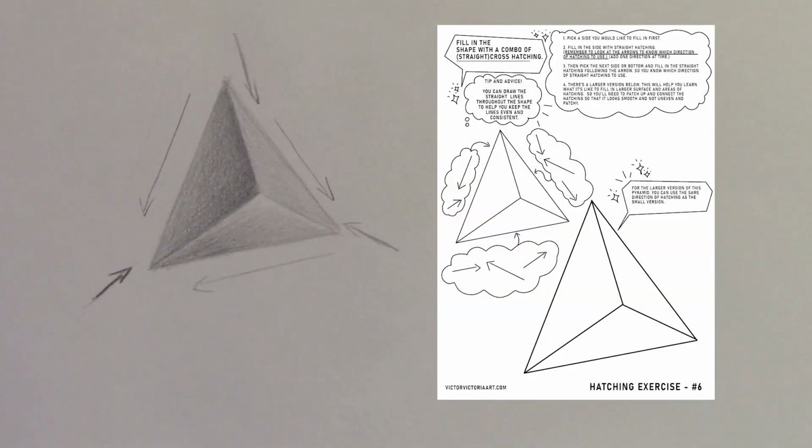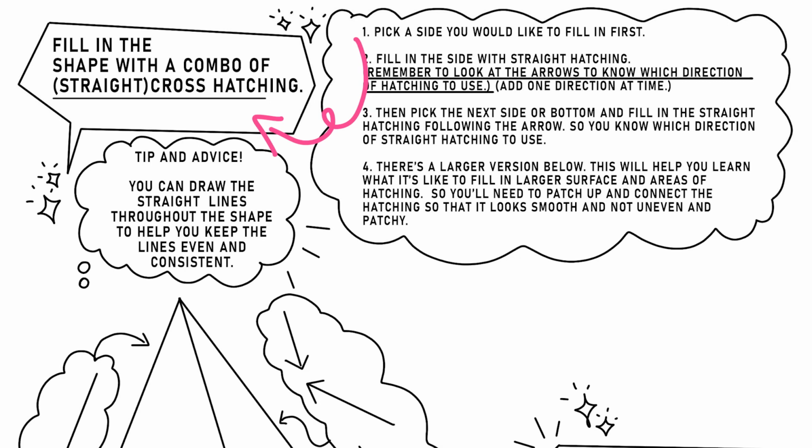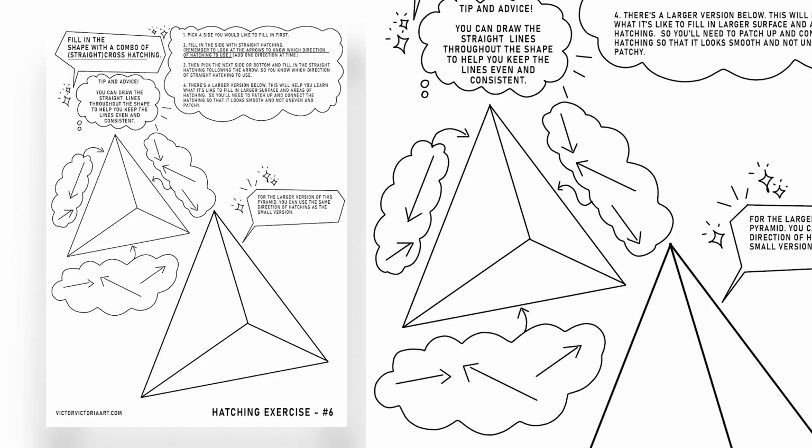I've also prepared a special drawing exercise for you guys. It's another hatching exercise and teaches you how to fill in and apply straight hatching and how to apply cross hatching to a three-dimensional shape. There are instructions at the very top, so basically fill in the shape with a combo of straight and cross hatching, and there's a whole bunch of steps on the side that you can follow. The step-by-step is pretty straightforward.